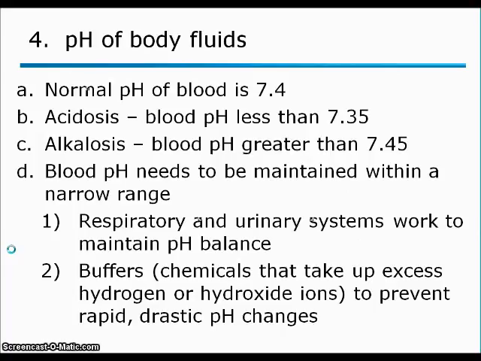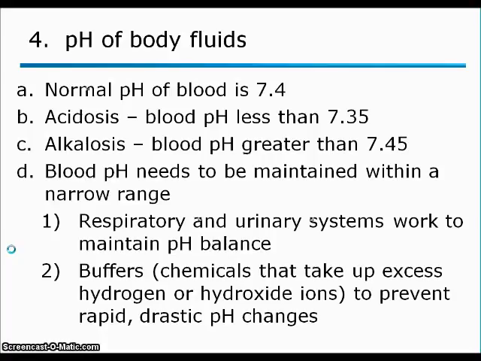All right, and the last thing, pH of body fluids. So our normal pH of blood is 7.4, and we would have acidosis if the pH is less than 7.35. So that is a very narrow acceptable range there. We talked about homeostasis and a range of acceptable values. For blood, it's only between 7.35 and 7.45. You have to keep it within that range, so it's a pretty narrow acceptable value.